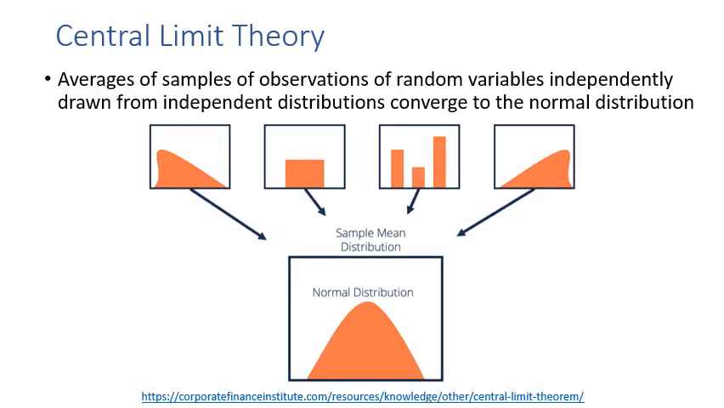Furthermore, the central limit theorem states that the average of samples drawn from independent distributions converges to the normal distribution. What does that mean? Usually we do not have the information of the original distribution, so we draw samples from a distribution. Although the original distributions are not normal, the sample means drawn independently from four different distributions will be a normal distribution. So that's why we can safely choose the normal distribution as our underlying model, because of the central limit theorem.